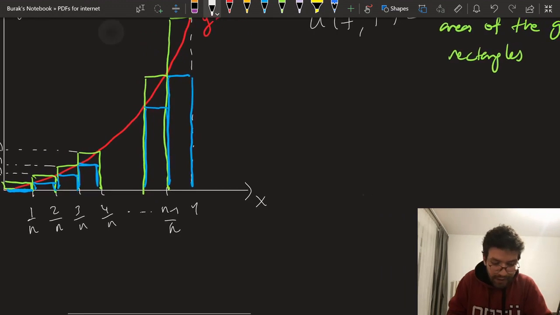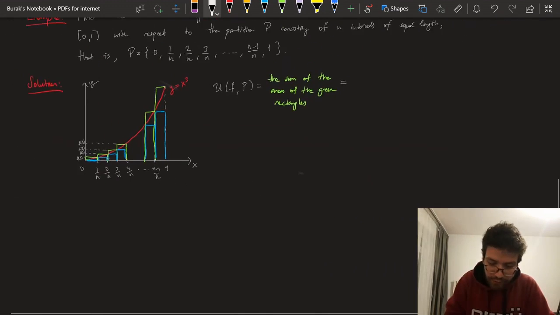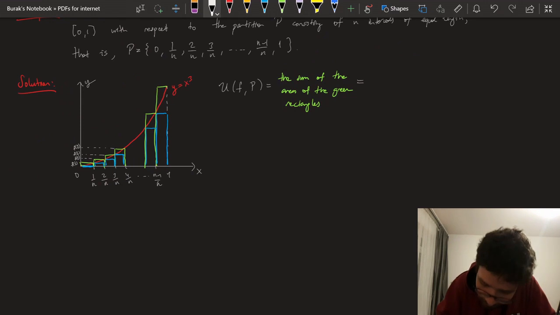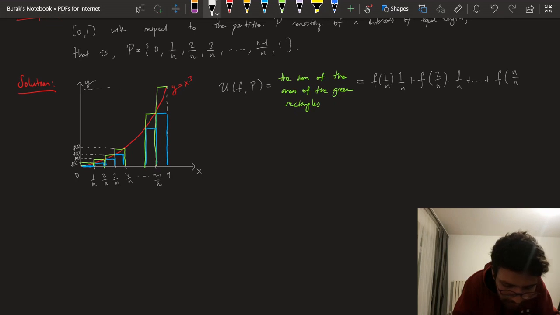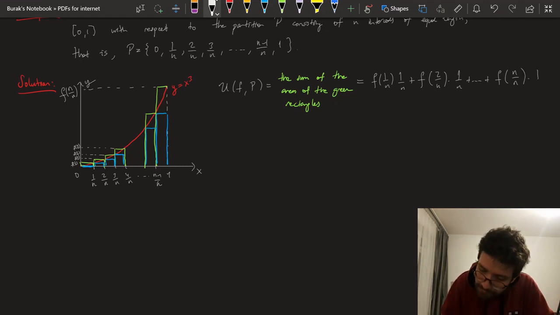So the area of the first green rectangle is f of 1 over n times this width, which is 1 over n, plus the area of the second green rectangle is f of 2 over n times 1 over n. This width is still 1 over n. And you're going to do this until f of n over n, which is going to be f of 1. It's going to be this point, and its width is 1 over n.